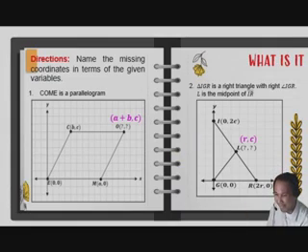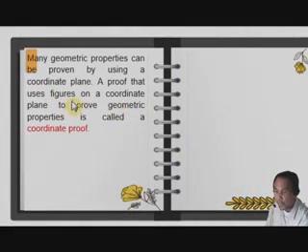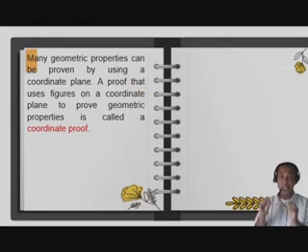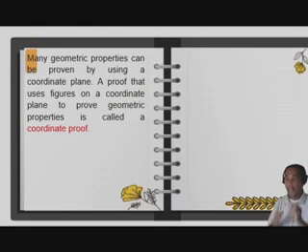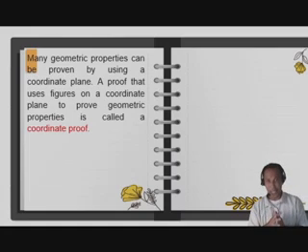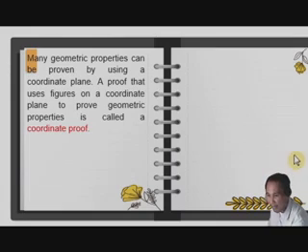Let's proceed to our next. Ayan. Yun ang ating mga coordinate proof na tinatawag. Pagdating sa coordinate proof, ano nga ba ang coordinate proof? A proof that uses figures on a coordinate plane to prove some geometric properties. Ayan. So, katulad nito, we have some examples here.